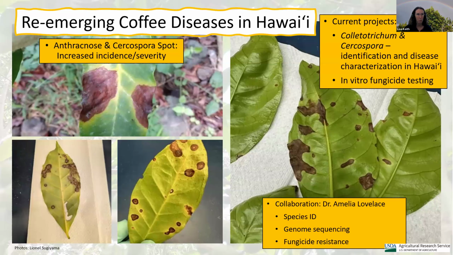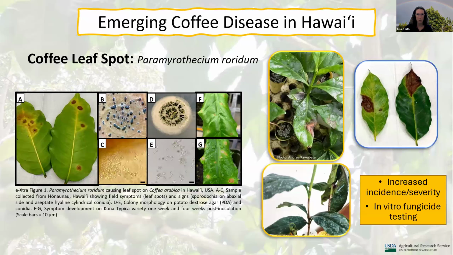And we're also partnering with Dr. Lovelace of ARS in Beltsville to do some of the first genome sequencing of these pathogens to really better hone in on the species ID and the genetic variability. And we're very, very curious if there's any fungicide resistance. Is this potentially why the problem seems to be getting worse? Or is it new species, or is it environmental? So you can see we have our challenges, but we're hoping to help answer some of these questions.